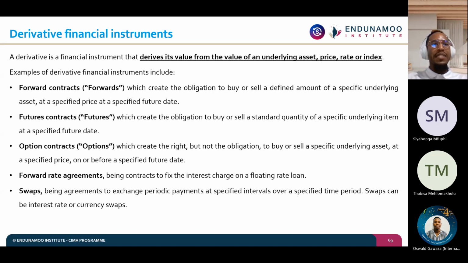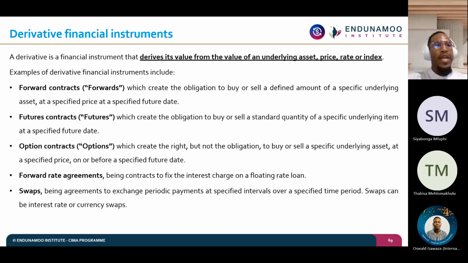Then you have forward rate agreements as a type of derivative financial instrument. These are contracts where you fix the interest charge on a floating rate loan. So a forward rate agreement is where you simply say, I would like to fix the interest charge on a floating rate loan because I don't want to be exposed to fluctuations in the interest rate. I want to peg my interest. If I'm taking out a loan with Standard Bank, I'd like to peg it at 10% instead of having it at prime plus something or prime minus something, because then the interest rate will float as soon as there is a change in the prime rate, it'll go up or down.